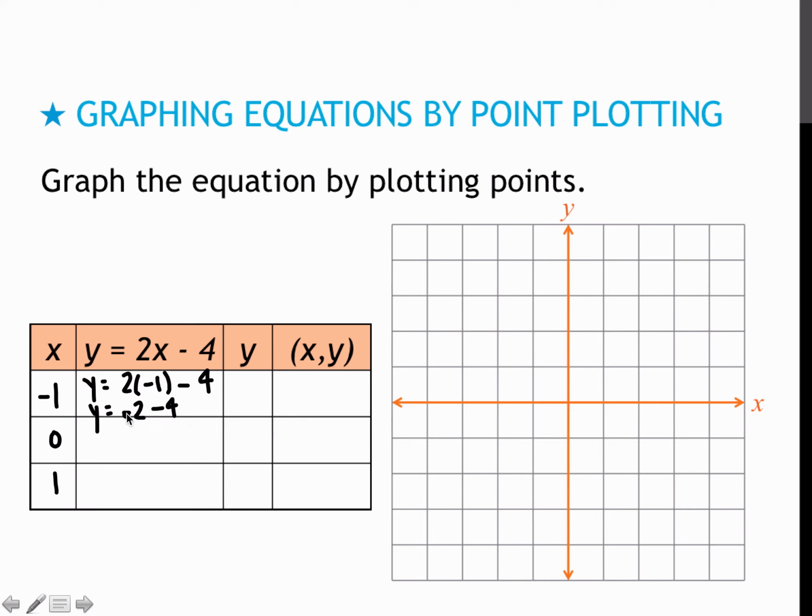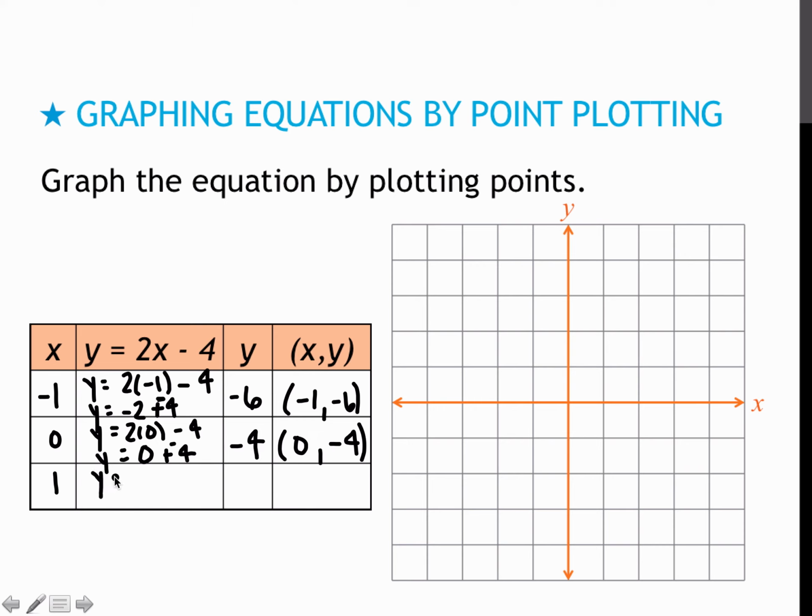I have a minus with a negative, and those always make me a little nervous, so I'm going to keep flip change, or ching ching. So I've got negative 2 plus negative 4, which is negative 6. So that point is negative 1, comma, negative 6. Next, I'm going to plug in 0, so y equals 2 times 0 minus 4. 2 times 0 is 0, and minus 4 gives me negative 4. 0 minus 4, or plus negative 4, would be negative 4. So 0, comma, negative 4.